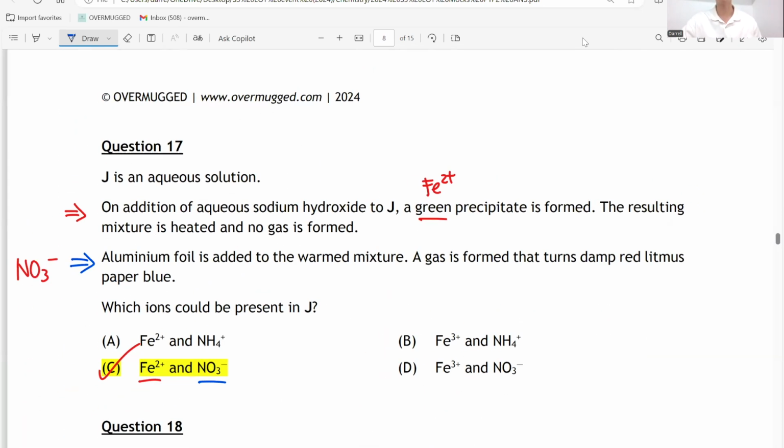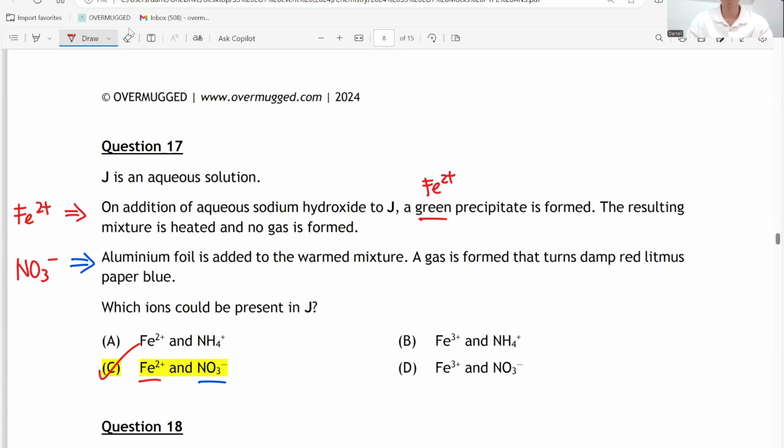For question 17, I will also talk a little bit about QA here. But what's more important is this. If I have an aqueous solution and I get a green precipitate, without hesitation, you should know green is Fe2+. So you have already narrowed down your option to being either A or C. This one is confirmed Fe2+. No need to debate.